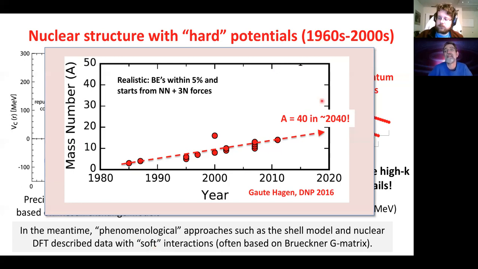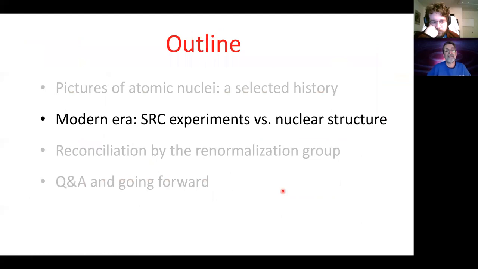So then into the 2000s, we're set up for a conflict between these two pictures, one where things were soft and more independent of each other, and one where they were highly correlated and we had these hard potentials. Which was the right picture? And so that takes us into the modern era of things.